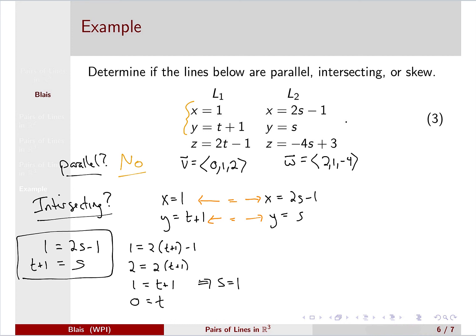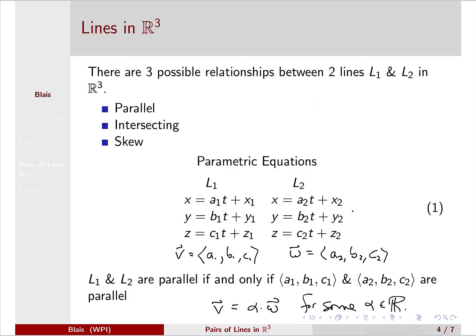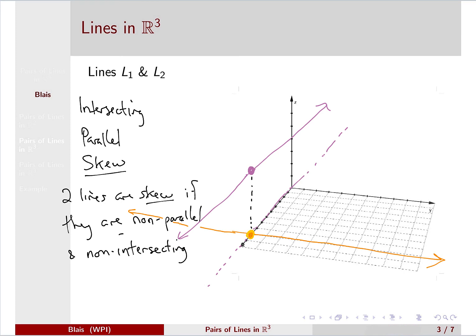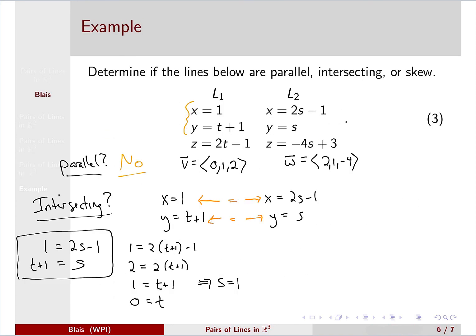So what we have just determined is that, let's go back to our picture, at time t equals 0 and time s equals 1, we have the shadows, the projections of these two lines in the xy plane intersecting. And now we just need to check if their z values match. If they do, we found an intersection point. If they don't, one line passes over the other. How do we do that?